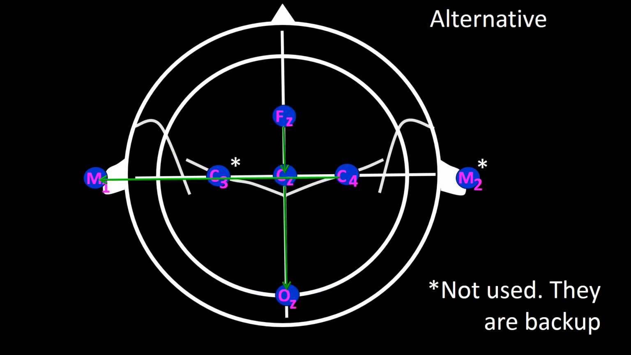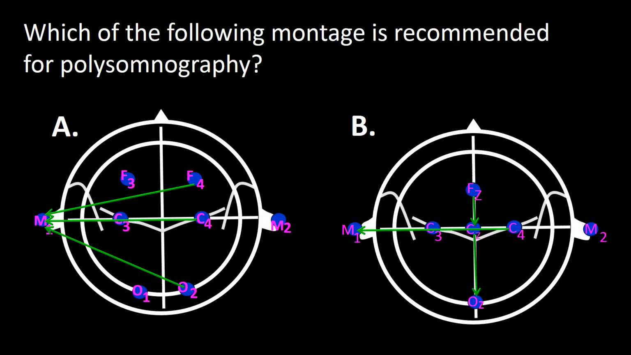An alternative montage is to connect FC to CC, CC to OZ, and C4 to M1, leaving all other electrodes not connected for the possibility of a complication. So the answer to this question is A.